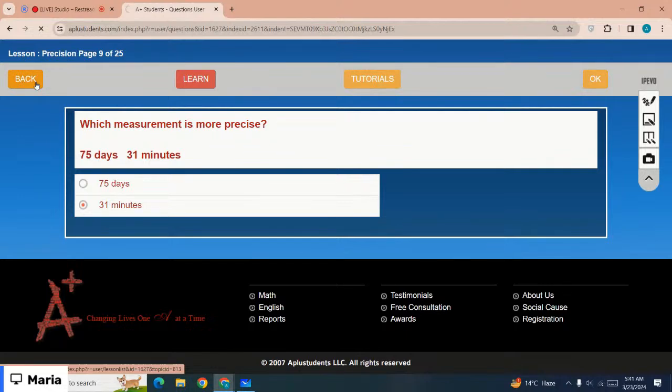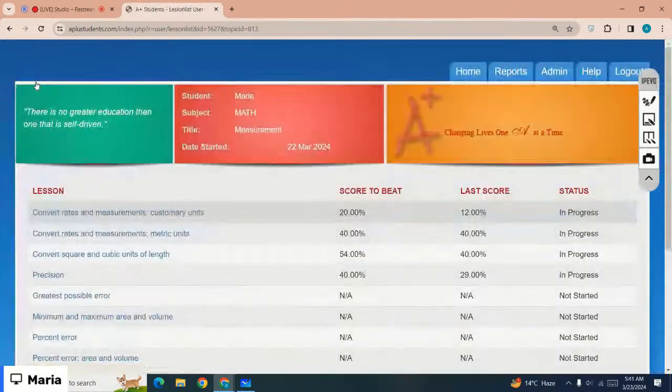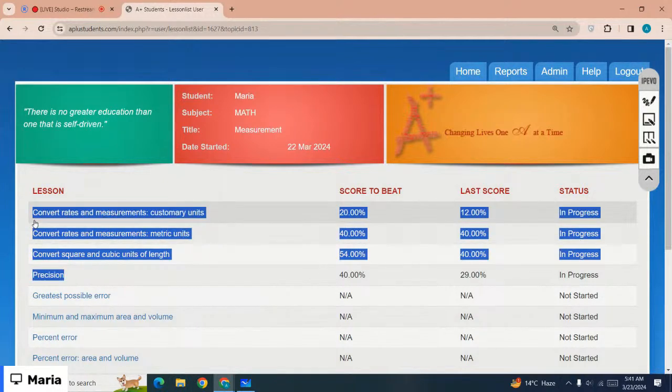So, we were working on grade 10 math. The chapter we were working on is measurement. The lessons we have covered today are convert rates and measurements, customary units, convert rates and measurements, metric units, convert squares and cubic units of length, and precision. So, please make sure before the next session you complete all the practice questions for the lessons we did today. That is your homework until the next session, right?